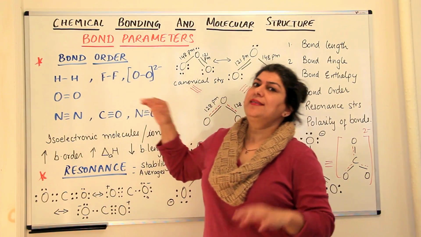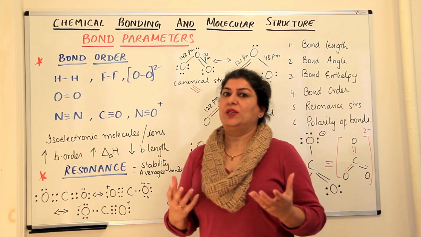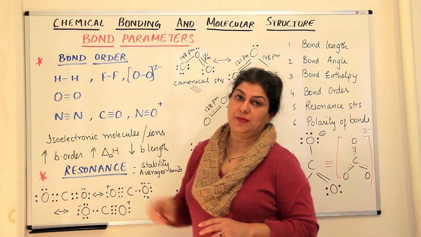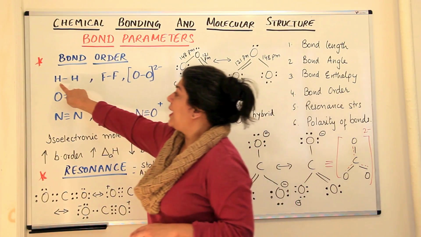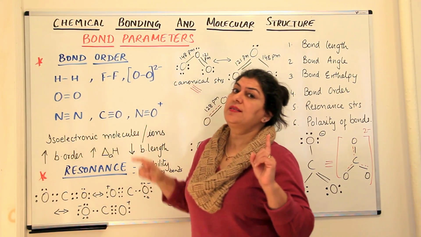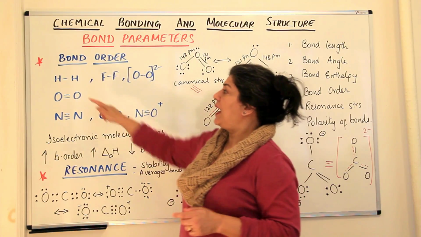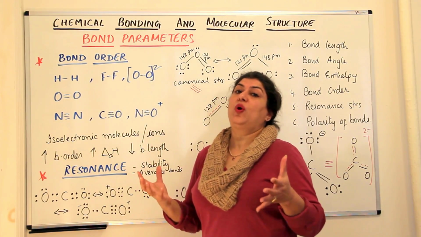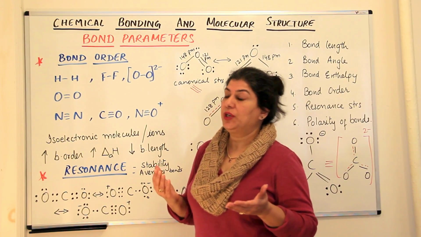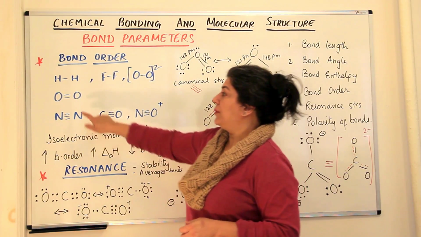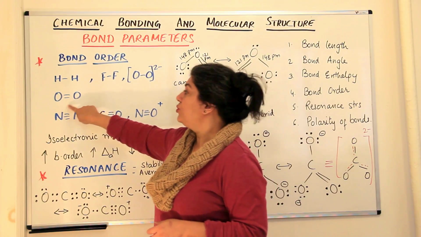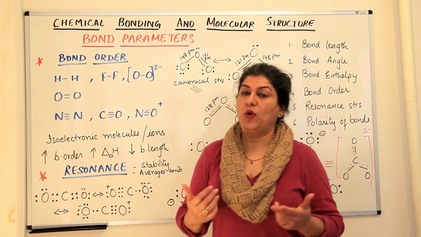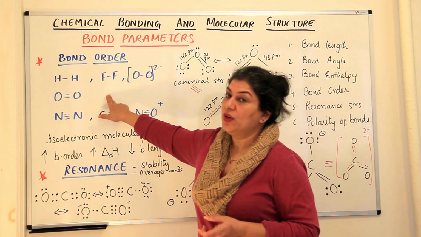Bond order is nothing but the number of bonds or the number of shared pairs of electrons between two atoms, right? Hydrogen and hydrogen share one pair of electrons, so they have a single covalent bond. Therefore, a hydrogen molecule has a bond order of 1. Oxygen molecule, O2, has two pairs of electrons that are shared. It has a double covalent bond. Therefore, it has a bond order of 2.